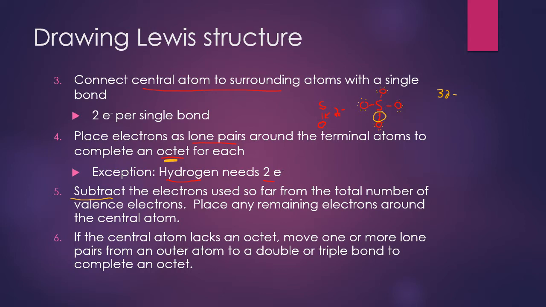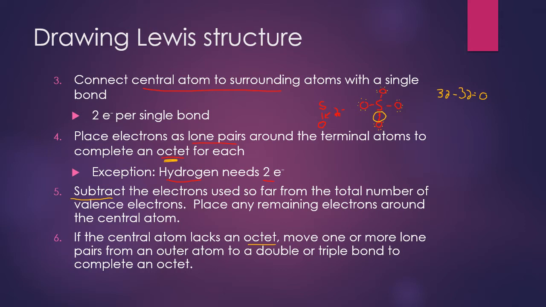So 2, 4, 6, 8, 10, 12, 14, 16, 18, 20, 22, 24, 26, 28, 30, 32. So I've used all 32. So that means I have no more electrons to add. Step 6 says if the central atom lacks an octet, you can move one or more lone pairs from an outer atom to make a double or triple bond. So sulfur, it has 4 single bonds around it. Each single bond represents 2 electrons, so this sulfur does have 8.